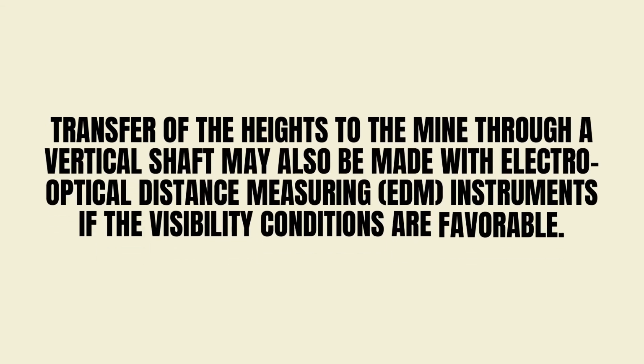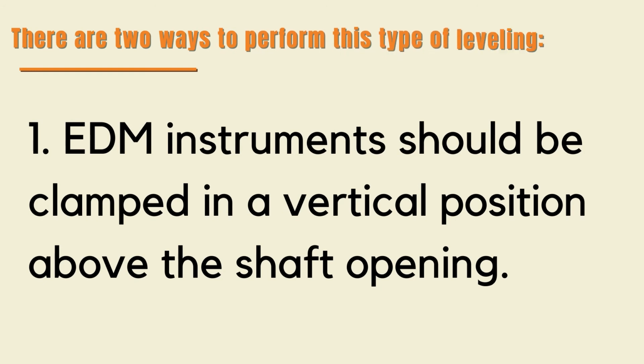Underground leveling. Transfer of the heights to the mine through a vertical shaft may also be made with electro-optical distance measuring (EDM) instruments if the visibility conditions are favorable. There are two ways to perform this type of leveling. Number 1. EDM instruments should be clamped in a vertical position above the shaft opening. Being clever is needed from the surveyor, and the cooperation of the mining workshop, to make the necessary adapters and brackets to fasten the instrument in this manner.